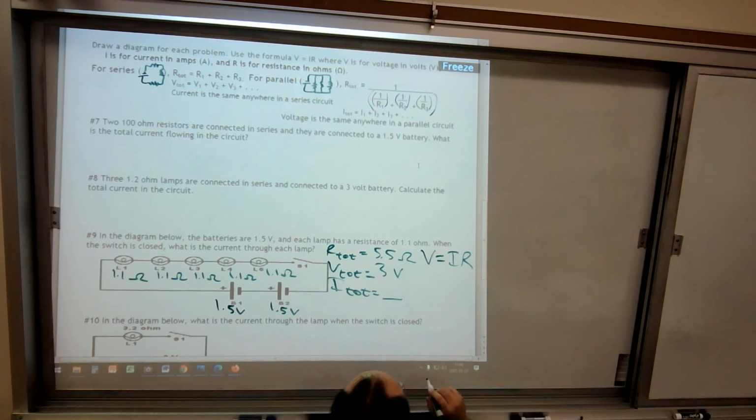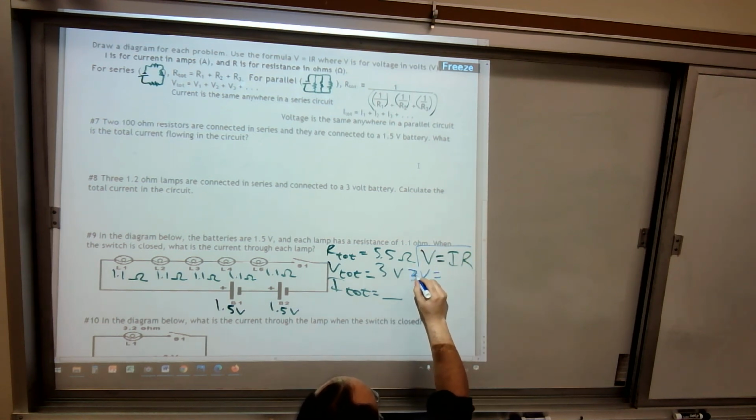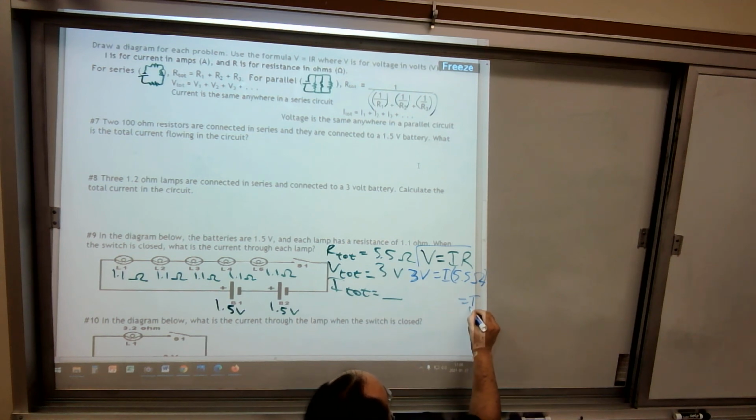I'm going to use a different color marker here. 3 volts is my total voltage. I'm looking for current, and the total resistance is 5.5 ohms. I wanted to say equals I, so I'm going to divide both sides by the 5.5.